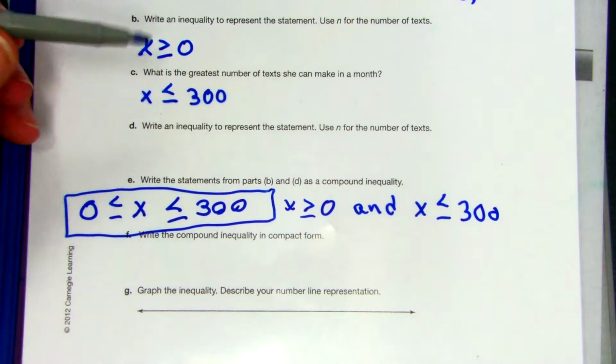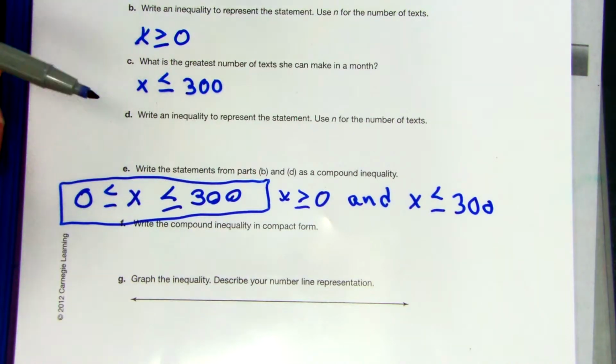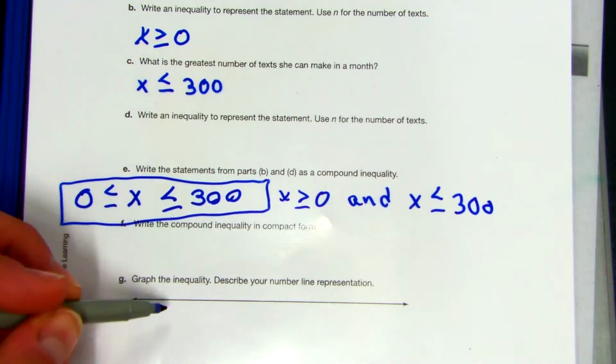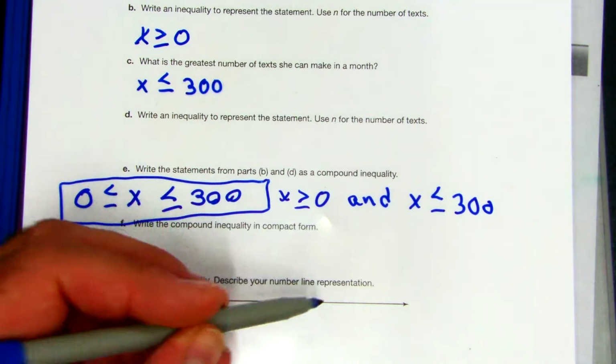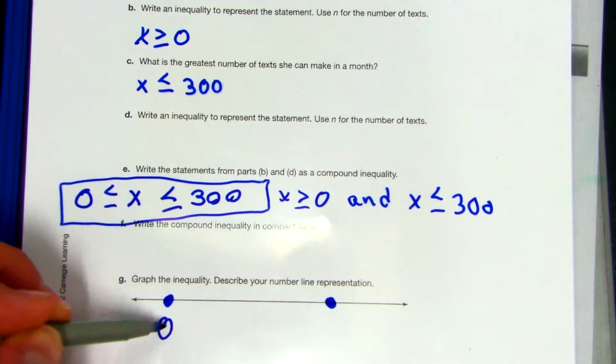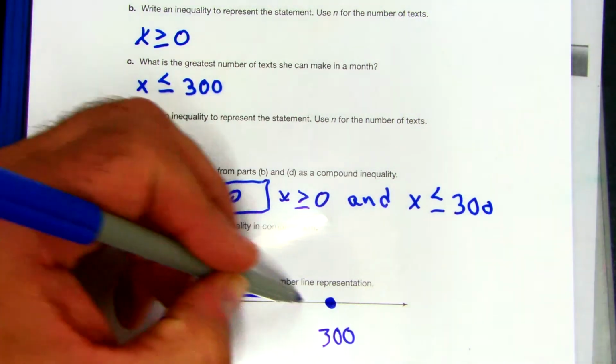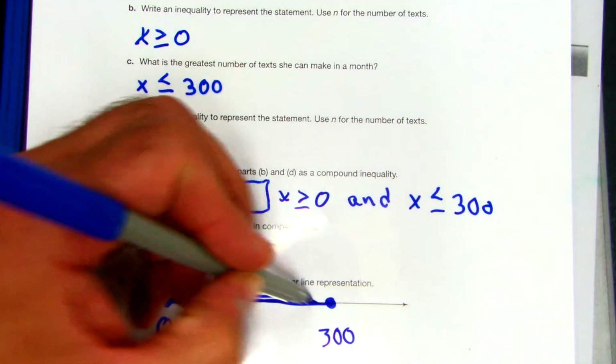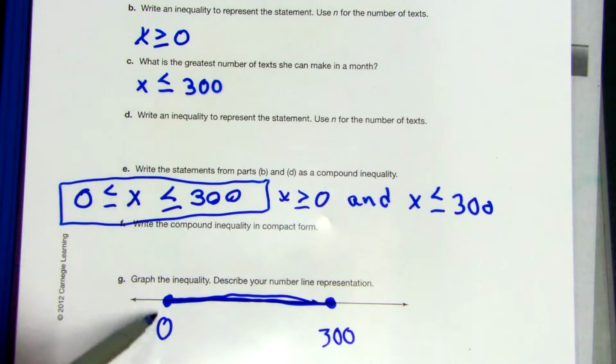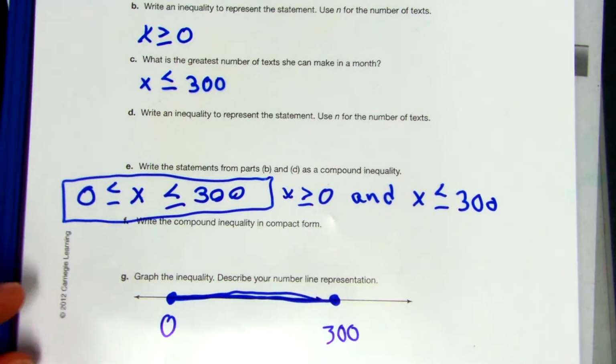Okay, next would be graph the inequality. Hopefully you know it's a closed dot and a closed dot. The numbers you're using are 0 and 300. Okay? And then you would be drawing a line in between, because an and is where they intersect. Higher than 0, less than 300. In this case, it's higher than or equal to 0. That's why it's a closed dot. And less than or equal to 300.